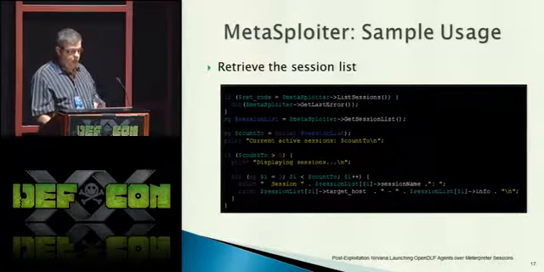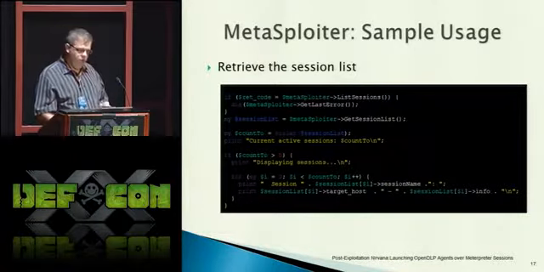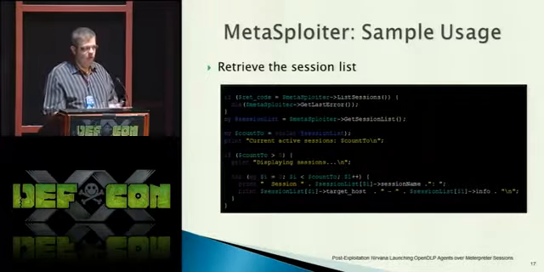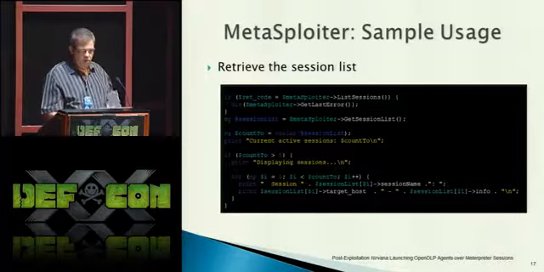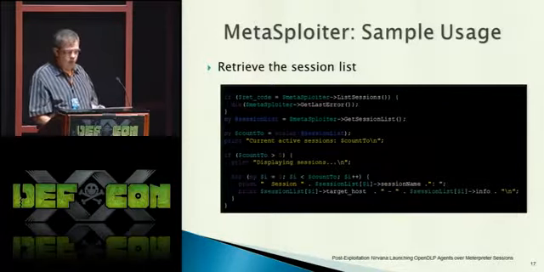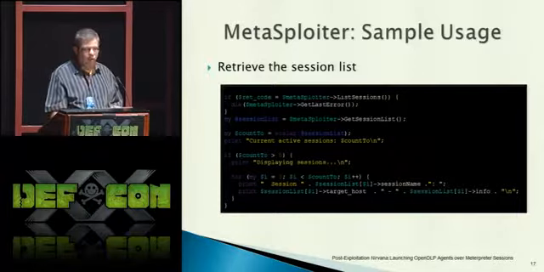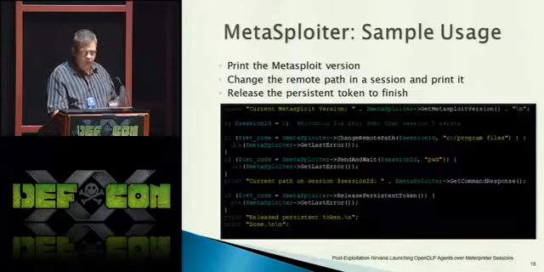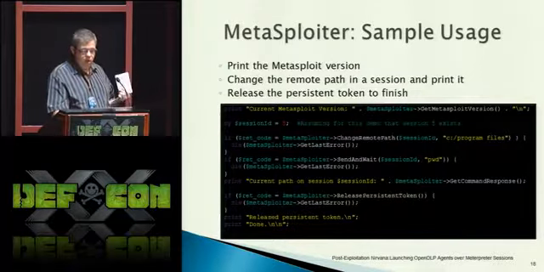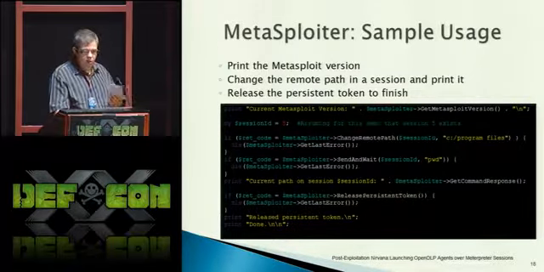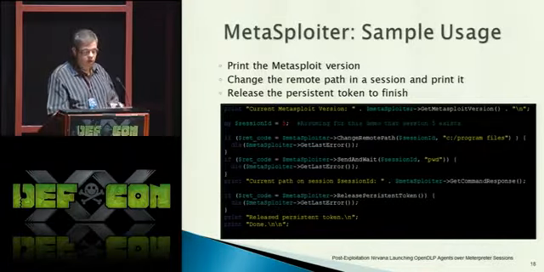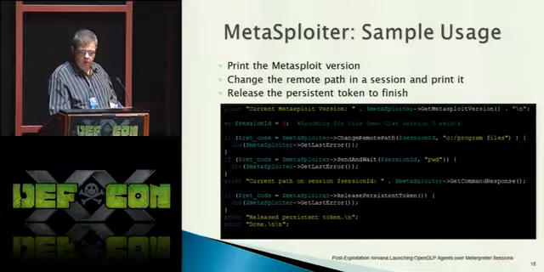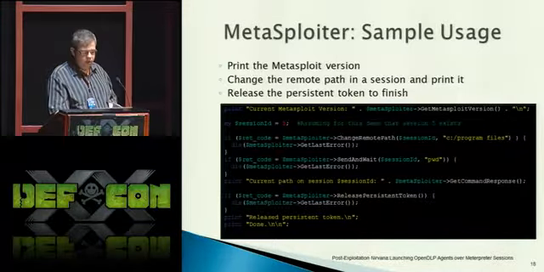I created a list sessions method, which will list all the sessions on the Metasploit system, and get session list will return that list as an array of hashes. And this code here just walks through that array and prints out the IP address and some info about the host. I have a method get Metasploit version, which will get the current Metasploit version, obviously. You can change path. I have a method called send and wait, which will send a command and wait for a response. And get command response will get that response. And then you can release the persistent token to log out.